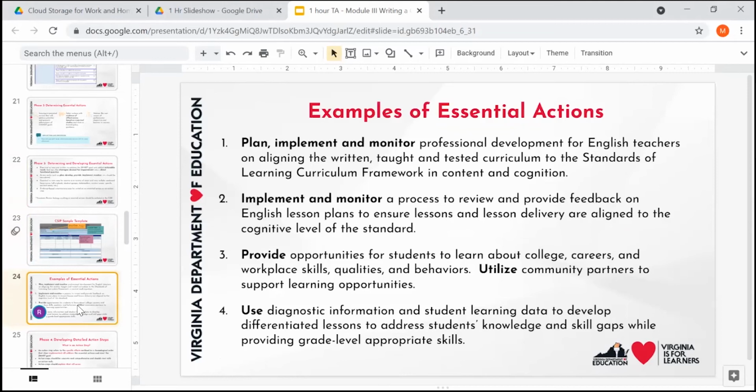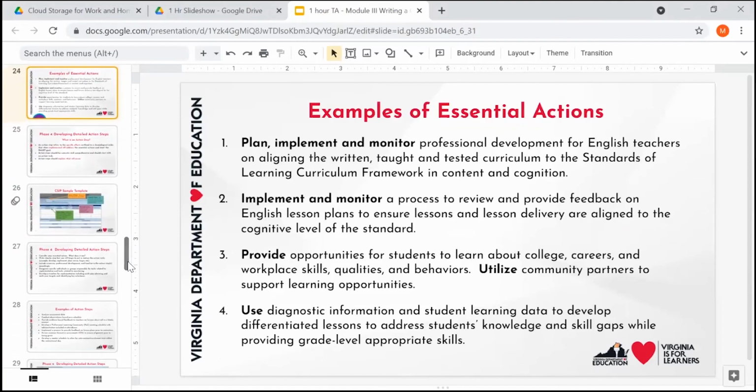Again, these are just samples just to get you thinking about what you might use in your CSIP. And we've got plan, implement, and monitor. Again, those three verbs, right? Multiple things are happening in our essential action. Professional development for English teachers on aligning the written, taught, and tested curriculum to the standards of learning curriculum framework in content and cognition. Right, so as I'm thinking through this, I've got to come up with my plan for the professional development. Right, we're going to hold that professional development, we're going to implement it over time, and we're going to monitor it, right?